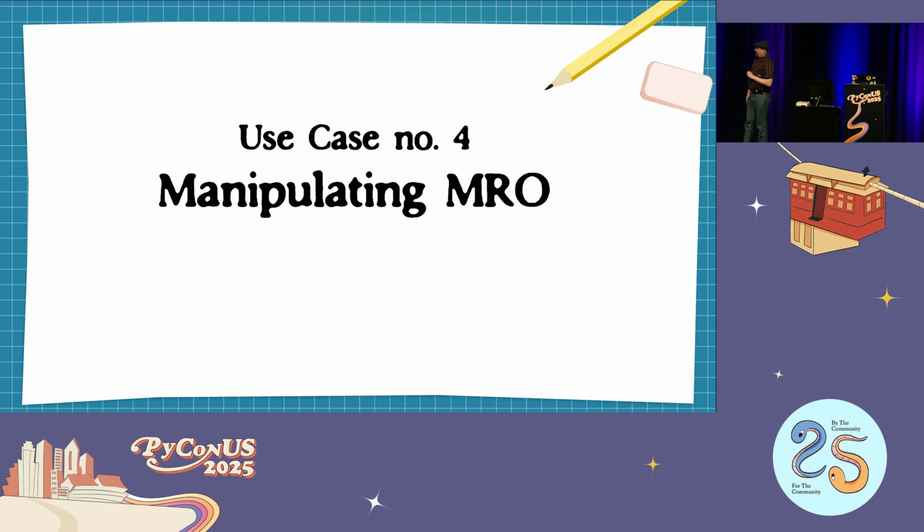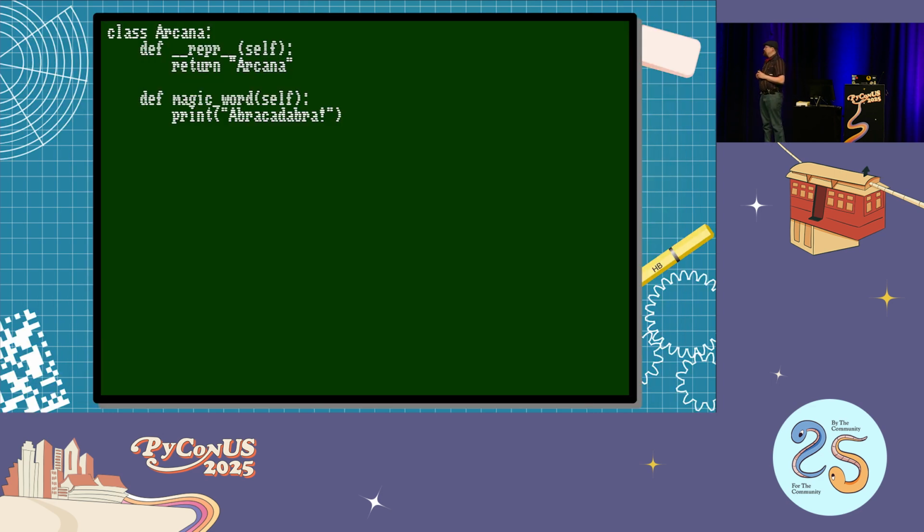But what if you needed to change that behavior? What if you needed to check things in a different order? We can actually do that with metaclasses. So consider a class called Arcana, and we have some things defined in there. Most notably, we have a magic word function. I want to be able to have my class look at this as an absolute last resort. I don't want to override anything, not even an object. But if it's not anywhere at all, I want to check here last.